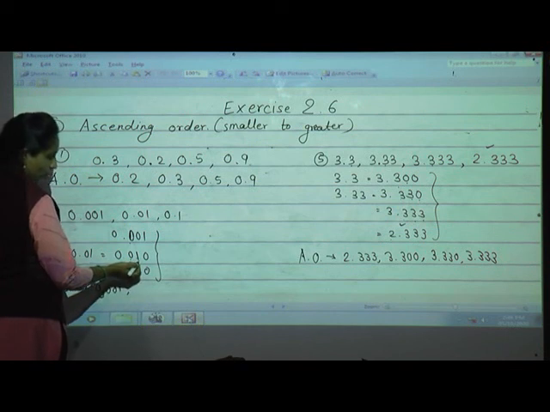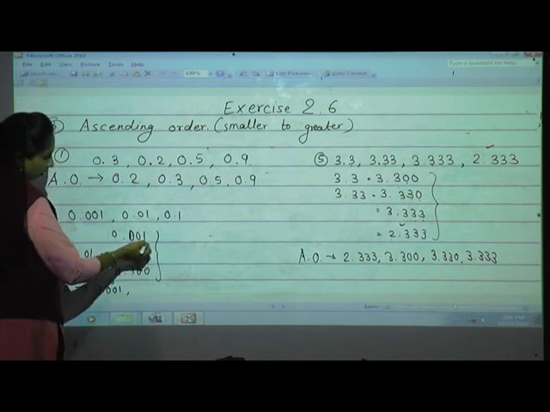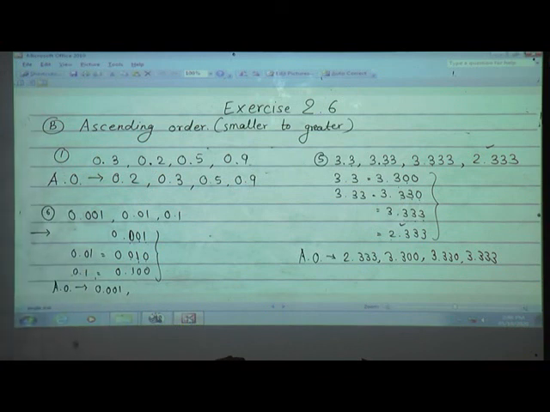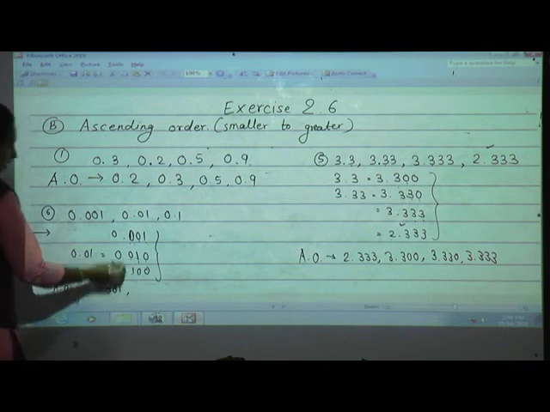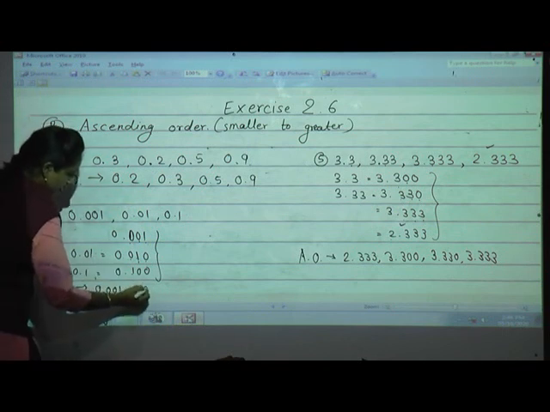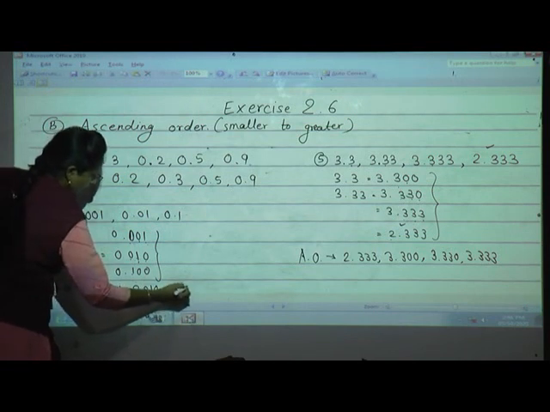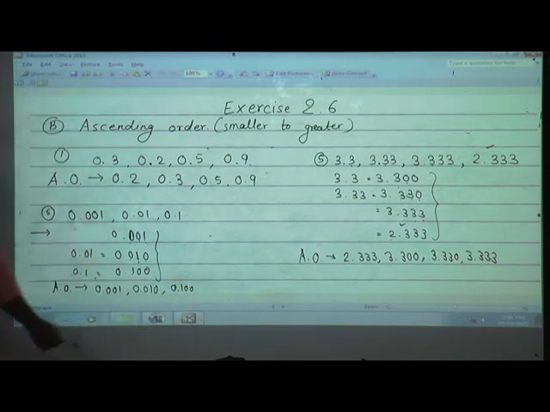Now next, of course, after that this will be smaller than this number, because here in the hundreds place 0 and 1, and here 1 and 0. So what is the next number that will come? 0.010, and at the last the remaining number 0.100. Clear? Yes? Understood everyone? Very good.